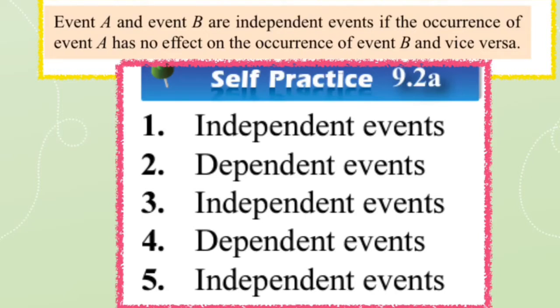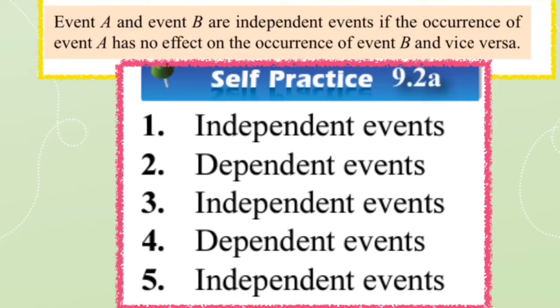For question 1, the pointer of a lucky wheel stops at the same sector twice consecutively. So this is an independent event. For question 2, the selection of 2 boys from a group of 10 girls and 14 boys at random. This is a dependent event. For question 3, answer 3 objective questions with 4 options correctly if the answer of each question is chosen at random. This is an independent event.